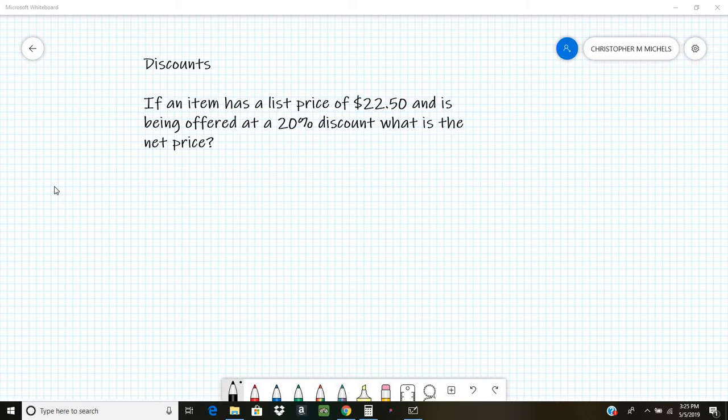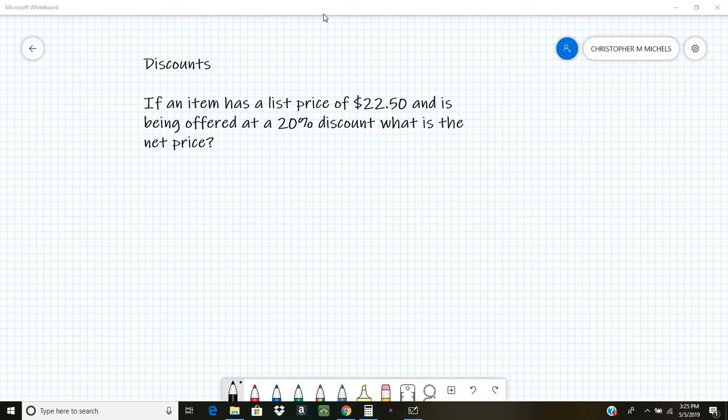Okay, let's talk about percent applications. In the first couple of videos, or so far in this module, we've dealt with the basics of percents: finding the percent of a number, finding a percentage when the part and base are known, and then finding the base. Now we're going to contextualize it a little bit more and move into more practical applications of percentages.